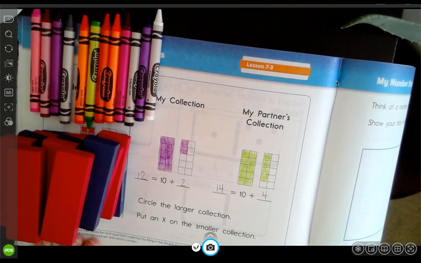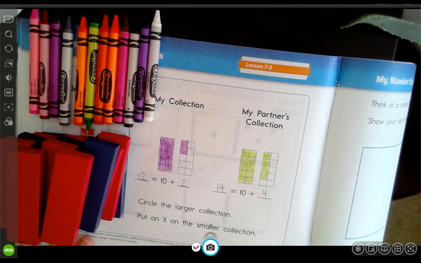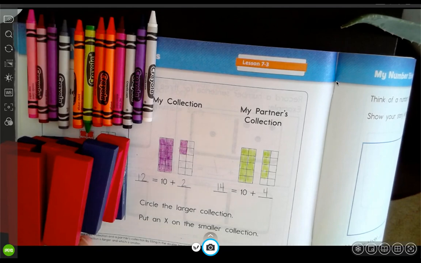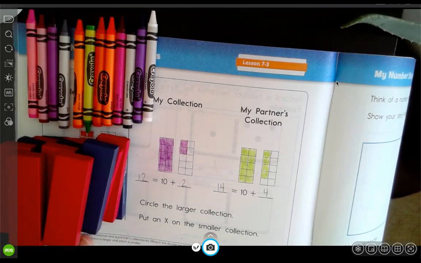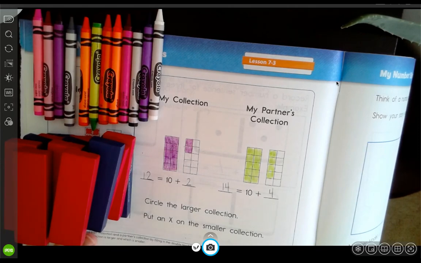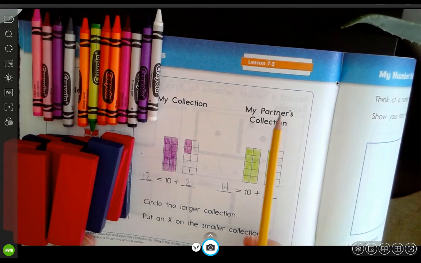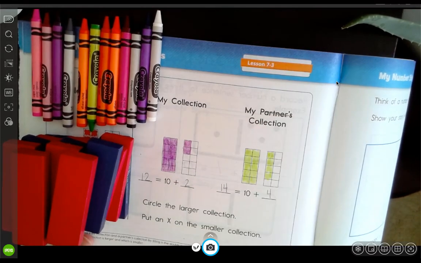Okay, so here is my work. So what I did was I found 12 crayons for one of my collections, and then I found 14 Jenga pieces. So I used those for my 2 different collections. I know it says partner's collection, but you can just cross that off and just do each of those as your collections. Okay, so for the first one, the 12 crayons, I colored in my tens frame first. So I colored in 10 boxes and then 2 more to make 12. So I did 10, 11, 12.